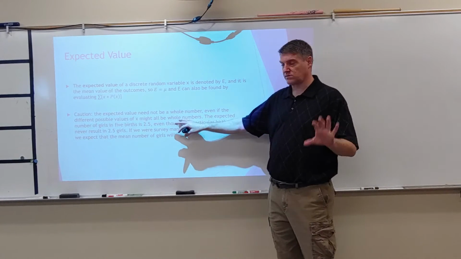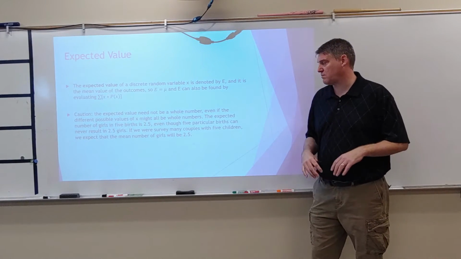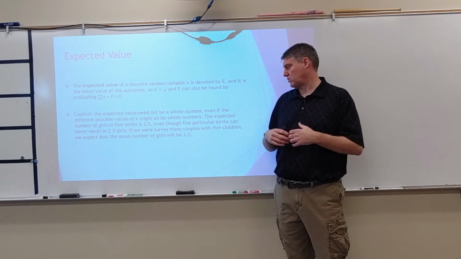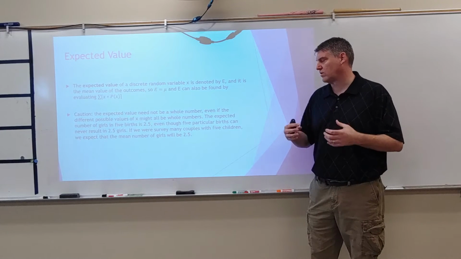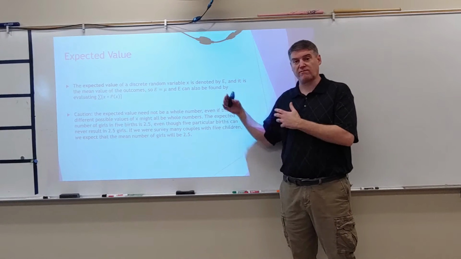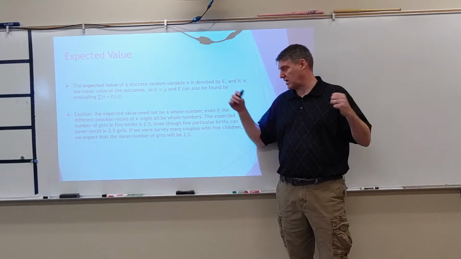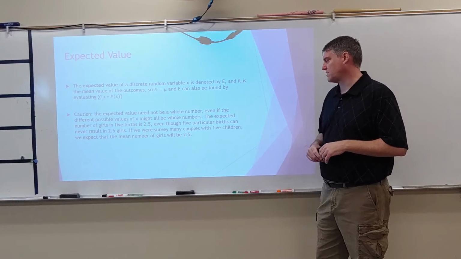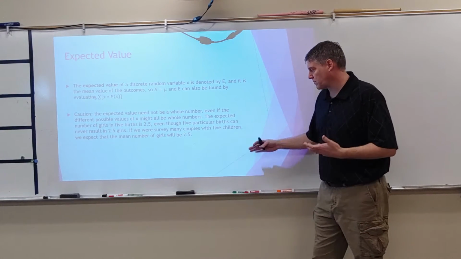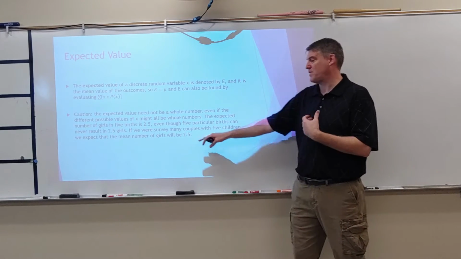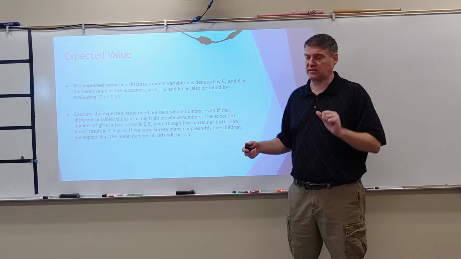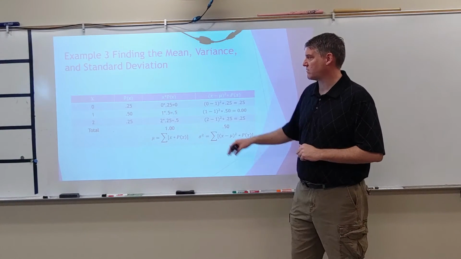Caution, be careful. The expected value need not be a whole number, even if the different possible values of x might be whole numbers. The expected number of girls in 5 births is 2.5, right? 0, 1, 2, 3, 4, 5. We add up the top 2 and divide it, even though 5 particular births can never result in 2.5 girls. If we were to survey many couples with 5 children, we would expect that the mean number of girls will be 2.5. So that's a caution. It doesn't necessarily have to be the exact value.